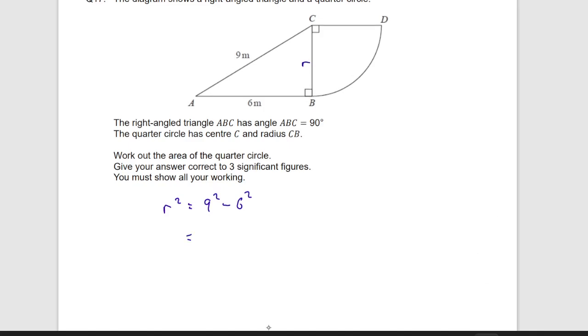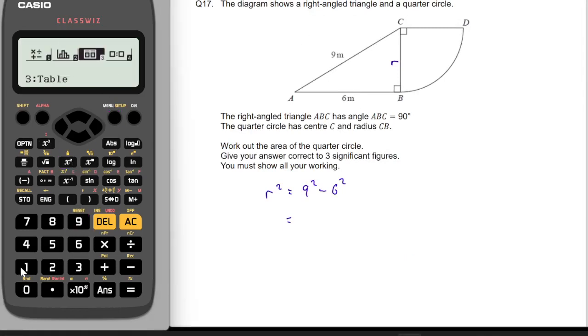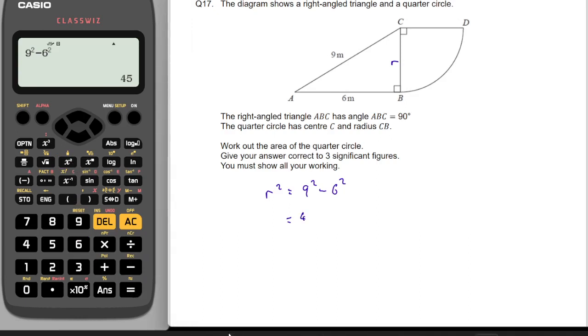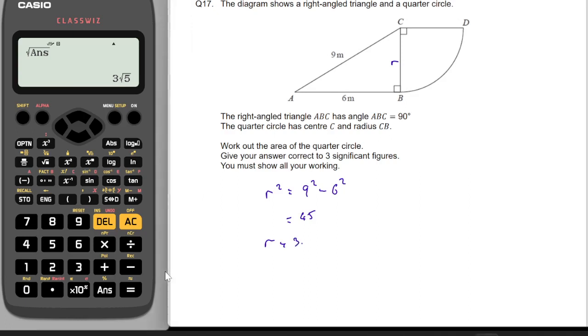So that's going to be equal to, we'll bring our calculator in straight away. So 9 squared, wrong mode. 9 squared minus 6 squared. So that's going to give me 45. So the radius of the triangle is going to be equal to the square root of 45. Let's see whether that simplifies. 3 root 5. Could work it in decimal at this point. I'm going to leave it as 3 root 5 for now though.